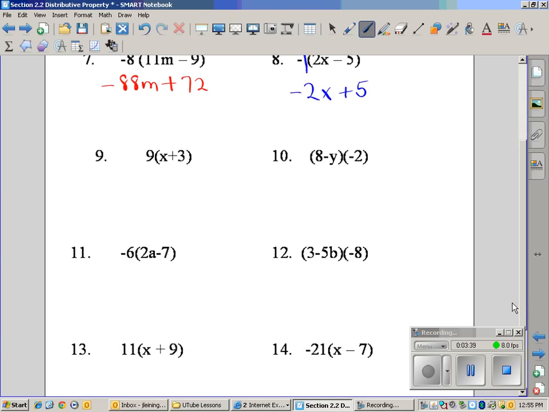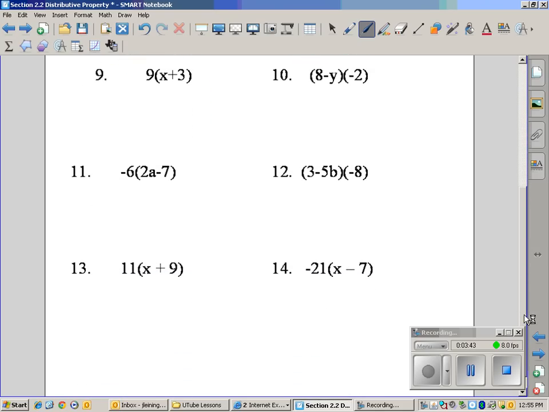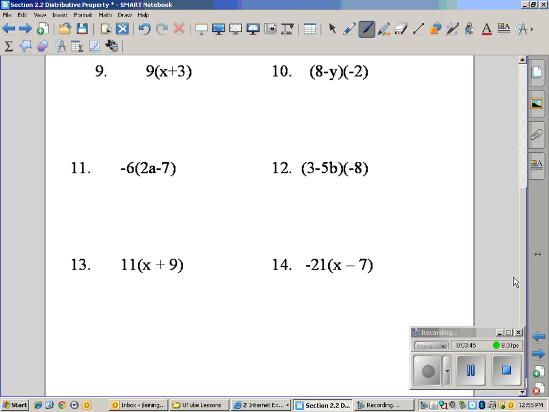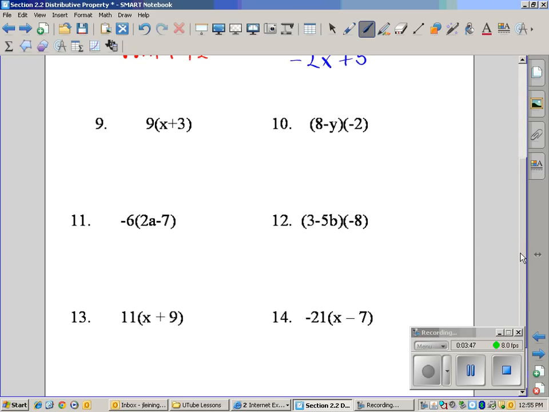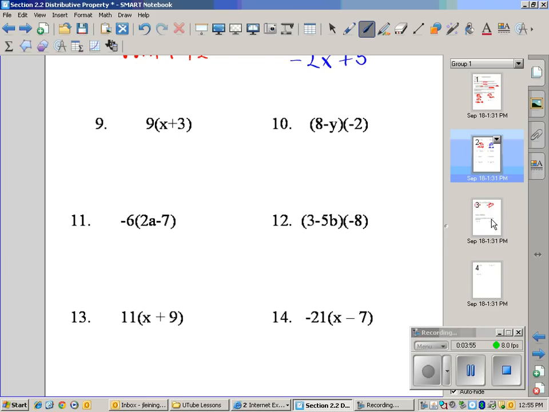There's a few more for you to try here. I'd like you to try to finish up 9, 10, 11, and 12, 13, and 14. Using the model of the problems that we've already done, be sure to watch your signs. The signs are important. Let's go on to the next page.